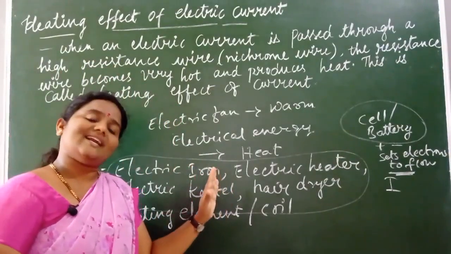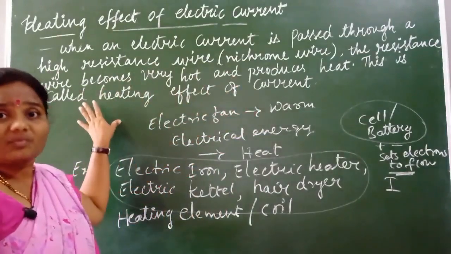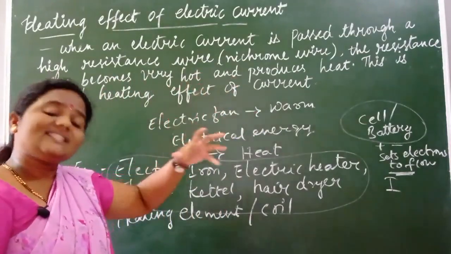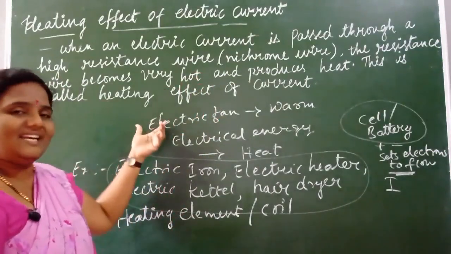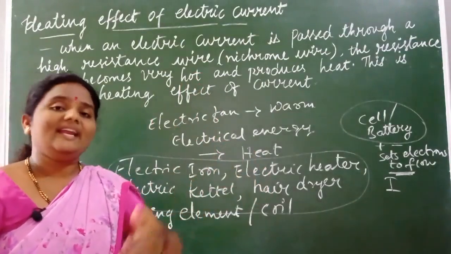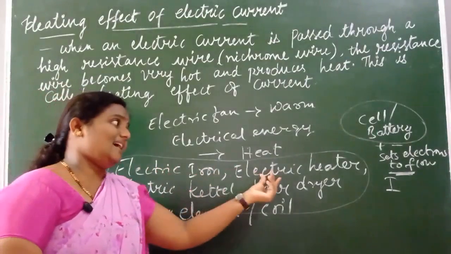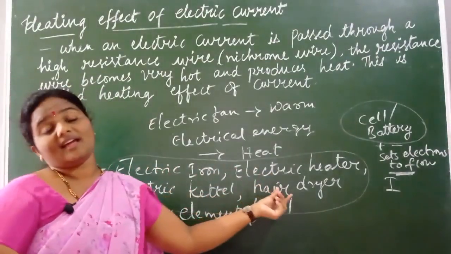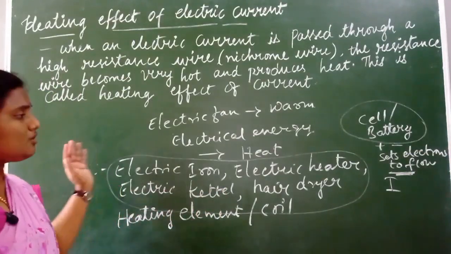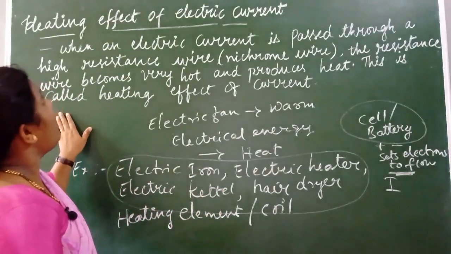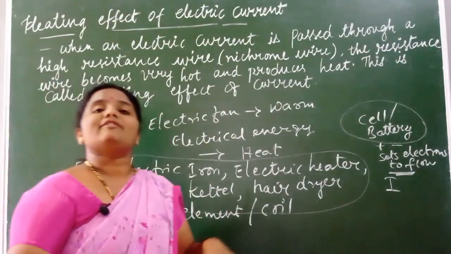Heating effect of electric current means when an electric current is passed through a high resistance wire such as nichrome wire, the resistance wire becomes red hot, that is very hot, and produces heat, and this effect is known as the heating effect of electric current. Examples: electric iron, electric heater, electric kettle, hair dryer, geyser, isn't it, children? Room heaters you can take. These are all a few examples of the heating effect of electric current. Now we will derive an equation for that.